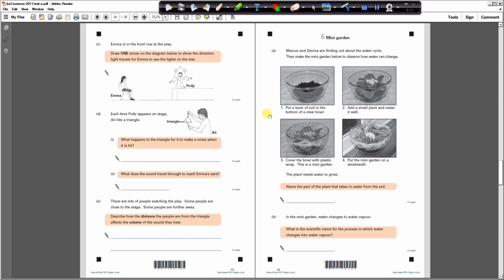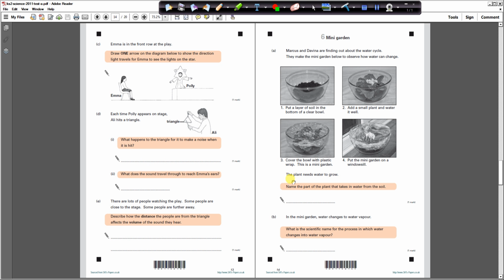Okay, welcome back. So we just restarted question number 6. Marcus and Davina are finding out about the water cycle. They make the mini garden below to observe how water can change. So they follow steps: 1. Put a layer of soil in the bottom of a clay bowl. Add a small plant and water it well. Cover the bowl with plastic wrap. This is the mini garden. Put the mini garden on a windowsill.